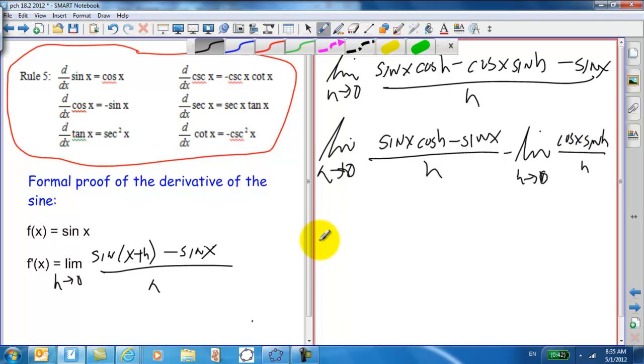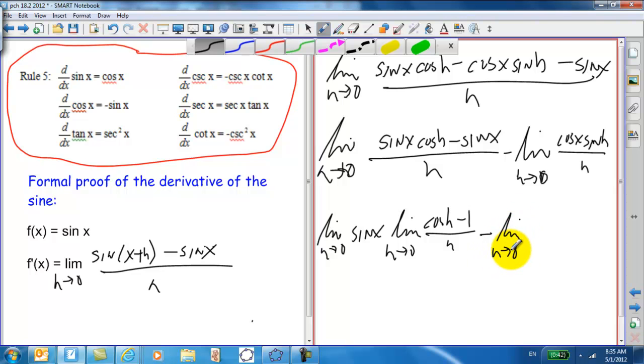Okay? And then keep factoring out here the limit as h goes to 0 of, I'm going to take the sine x out of these two, times the limit as h goes to 0 of cosine h minus 1 all over h, minus the limit as h goes to 0. Oh, I'm so sorry. Sine of x plus h is an addition in between these two. So this is still a minus, but this is a plus in here. Limit as h goes to 0 of the cosine of x times the limit as h goes to 0 of sine h over h.